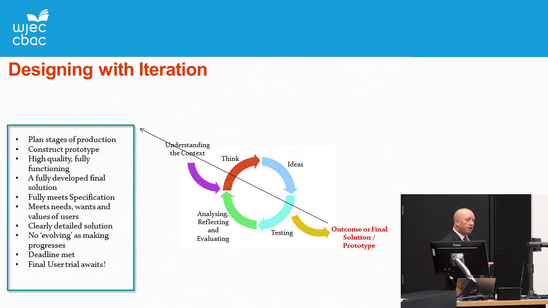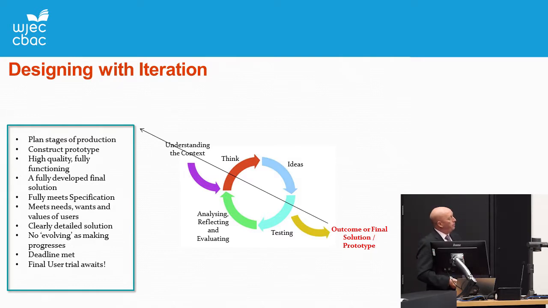Obviously, when they get to the end of the cyclic process and they've reiterated this design and they've got it to a stage where they think it's perfect, it's ready for production. So we're after a fully functioning pre-production prototype. That's what we're after. They plan the stages of production, the sequences of how they're going to make the product. Then they construct the product, and we want it to be a high-quality, fully functioning product as well.